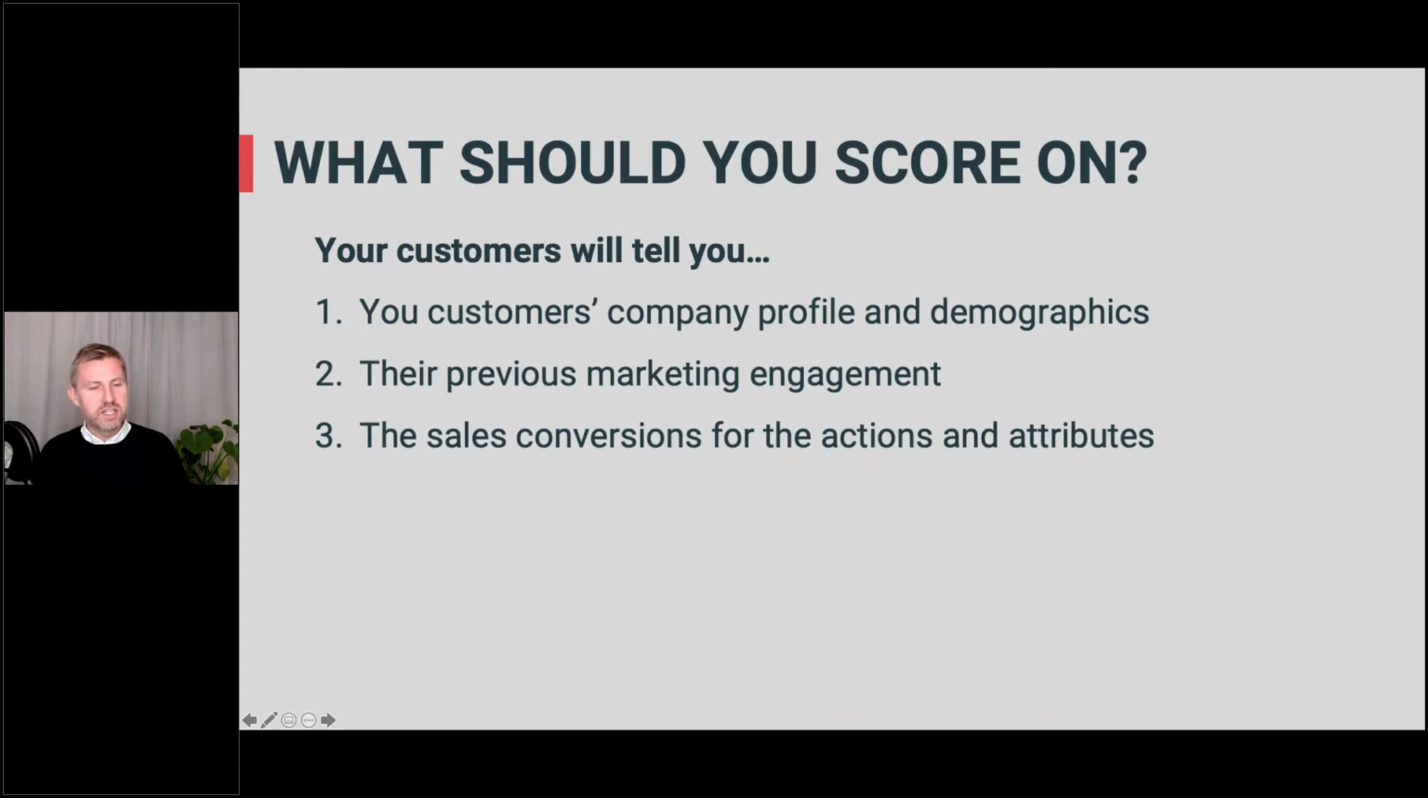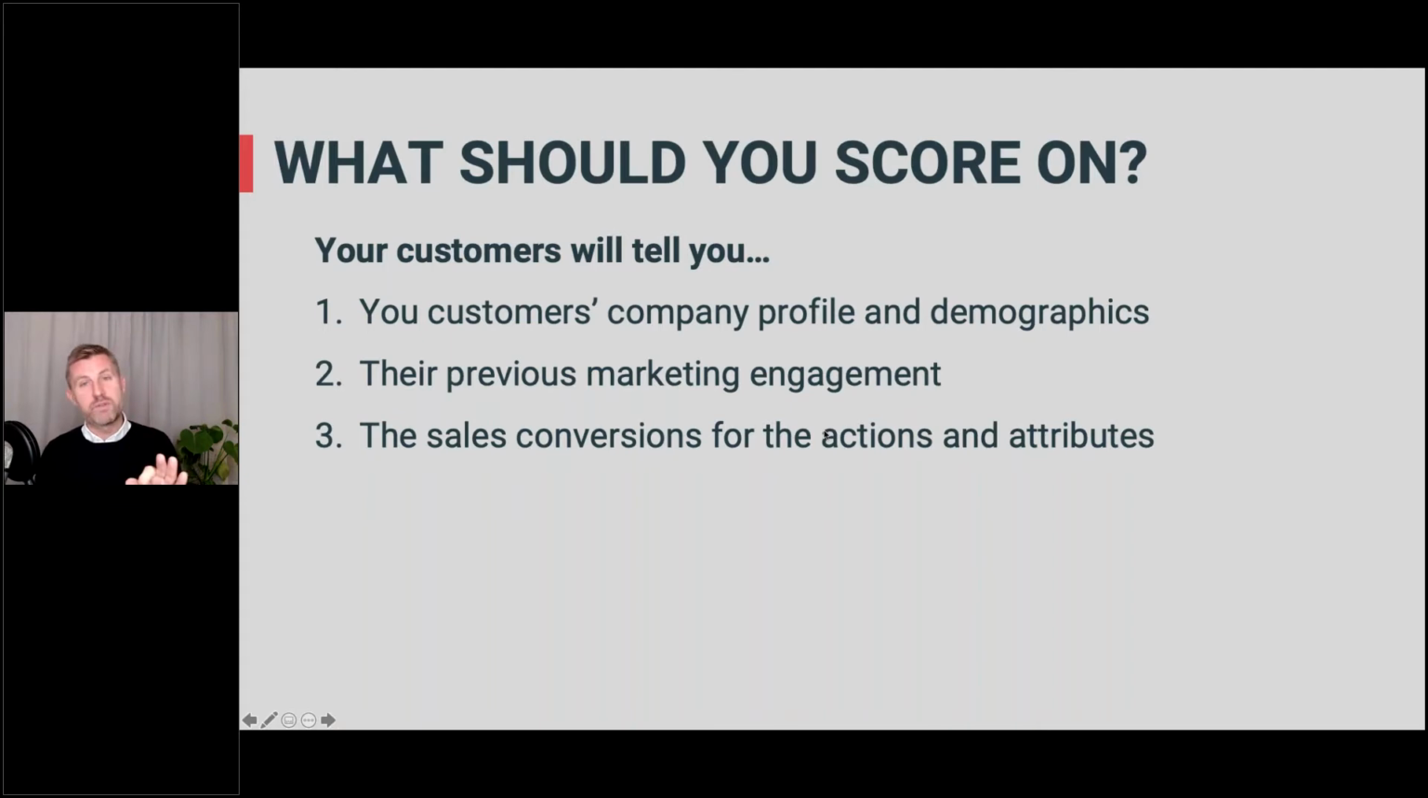And then lastly, look at the sales conversions for the different actions and attributes. That means that some data points are closer to a sale than others. A contact us form, a demo request, a product sample request. You'll probably be able to identify these as actions that happen at the end of the customer journey or the sales funnel. They are closer to a sale and to a sales conversion, and hence you should definitely score on those, and you should assign a higher score to those things that are closest to closing a deal.